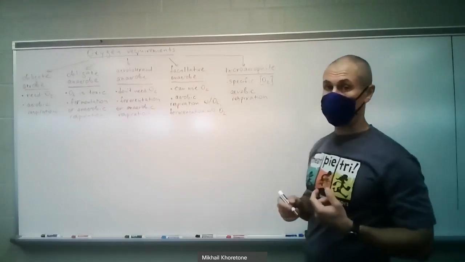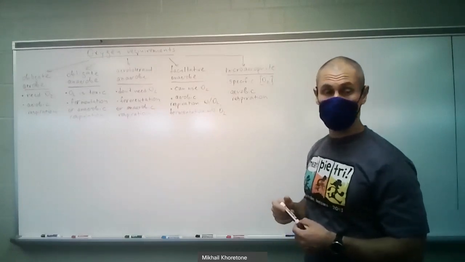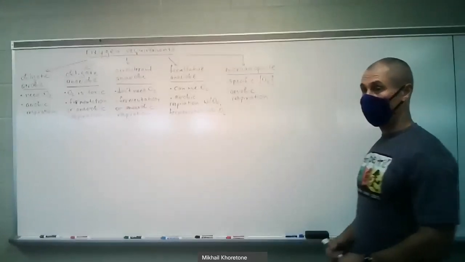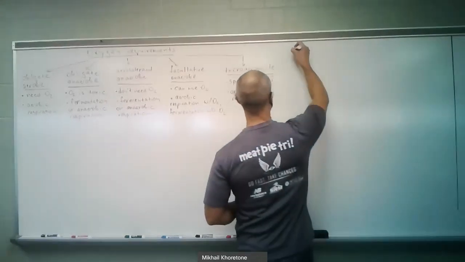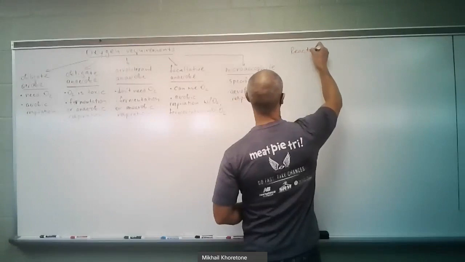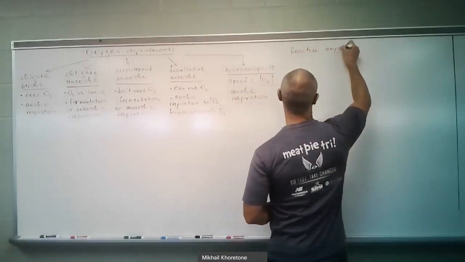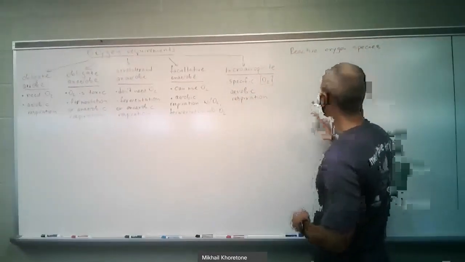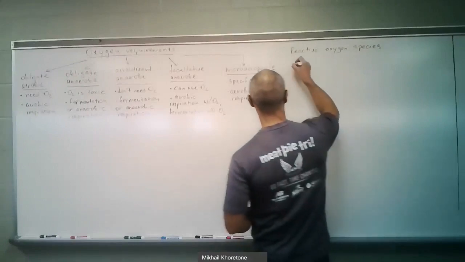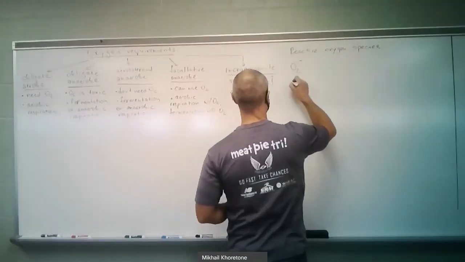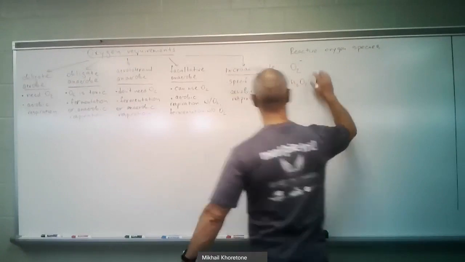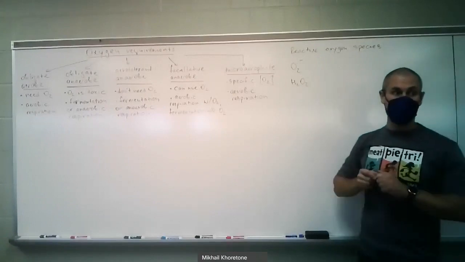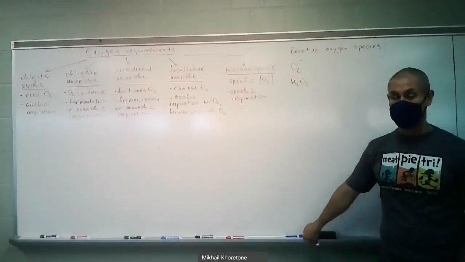Now, there's an interesting sort of side effect of respiring and being exposed to oxygen. Presence of oxygen leads to the formation of reactive oxygen species. Of these, there are two most important: superoxide anion and hydrogen peroxide. Both of them are toxic for a cell. Superoxide anion is extremely toxic. Hydrogen peroxide is a little bit less toxic.